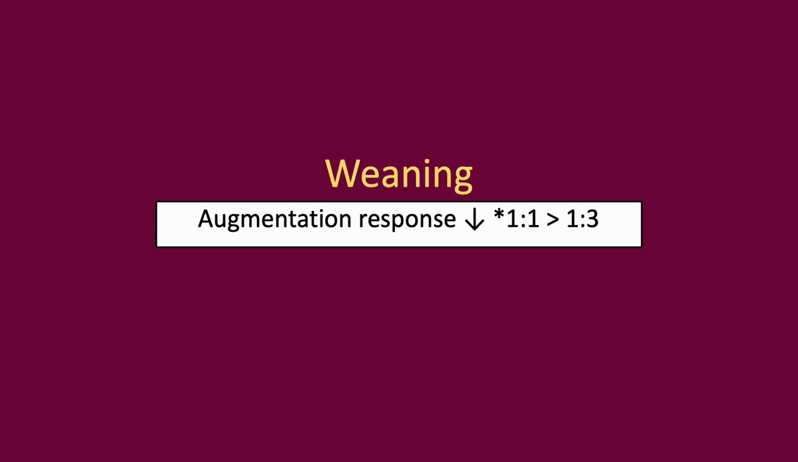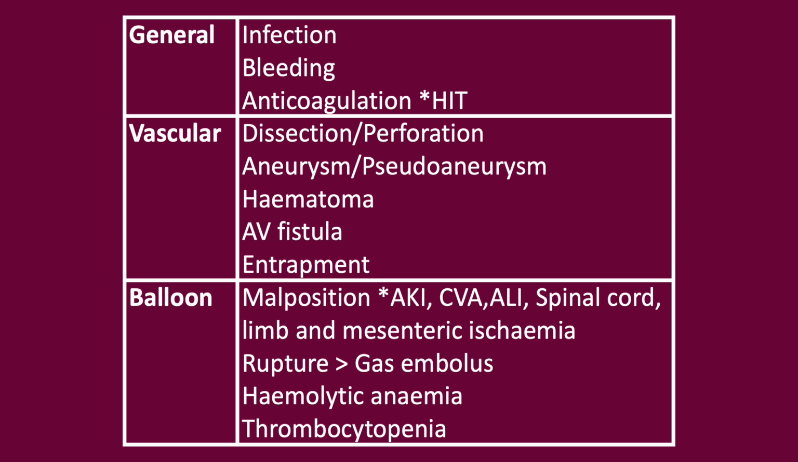Successful weaning from a balloon pump requires management of the underlying etiology relating to the cardiogenic shock with adequate blood pressure control in the absence or minimal inotropic support. This could be achieved in different ways, for example, reducing the augmentation frequency every 1 to 6 hours, for example from a 1 to 1, so every beat's augmented, to 1 to 2. A ratio of 1 to 3 should be avoided over a prolonged period of time due to the risk of thrombosis. Now let's discuss complications.